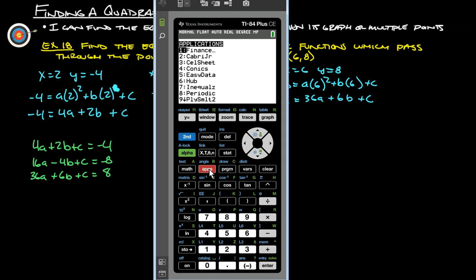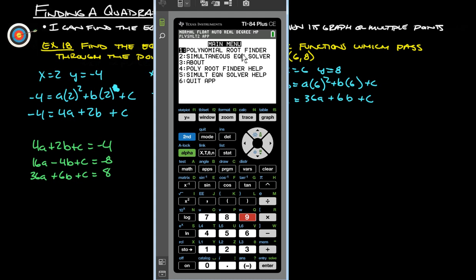Okay, so we go into apps, and if you'll notice right down here, number 9 is Poly Simult 2. That's the one we want. So probably quickest just to push the 9. Okay, so polynomial root finder, simultaneous equation solver, so forth and so on. We want to do the simultaneous equation solver, so we're going to go to number 2 and push enter.